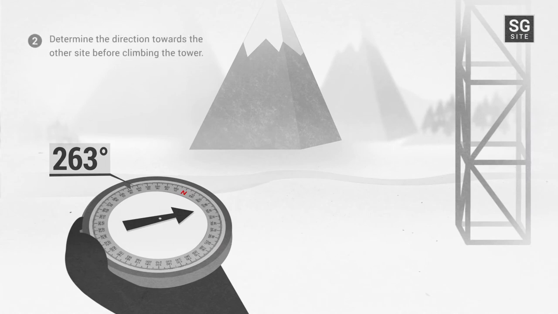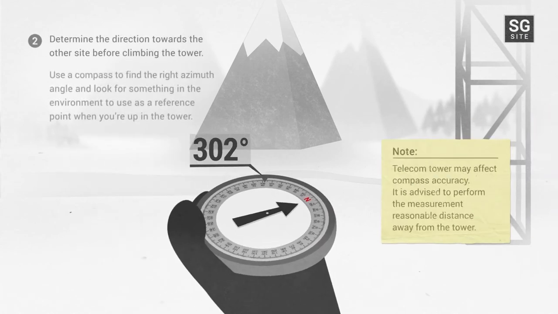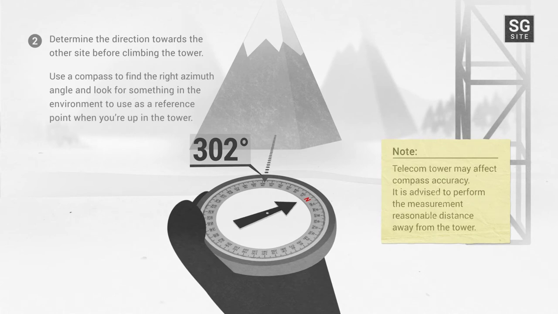2. Determine the direction towards the other site before climbing the tower. Use a compass to find the right azimuth angle and look for something in the environment to use as a reference point when you're up in the tower.